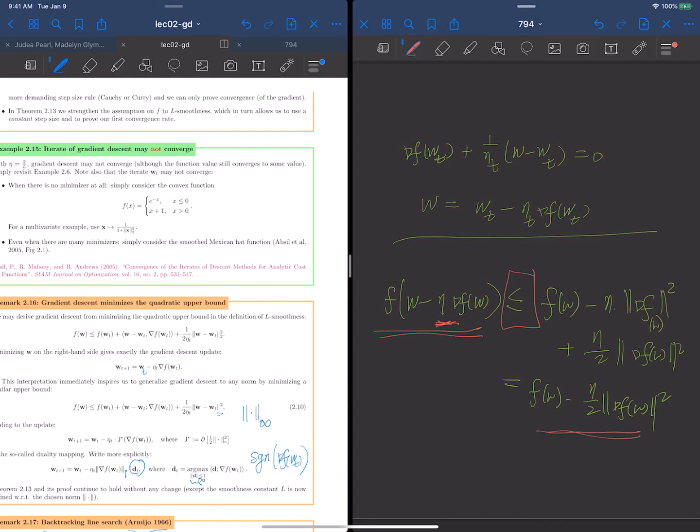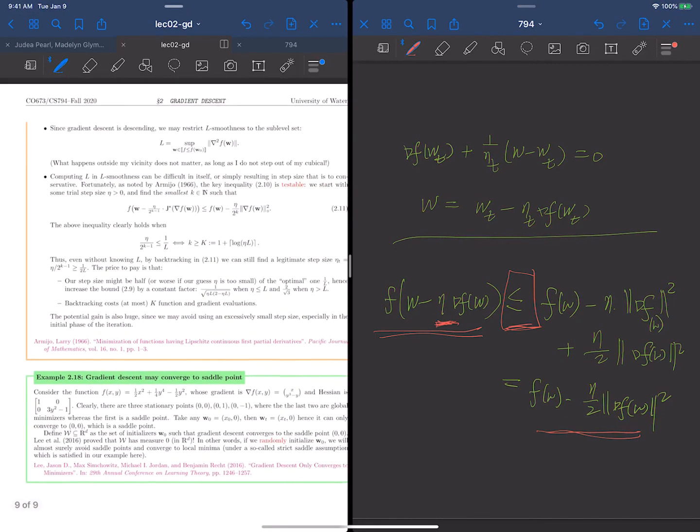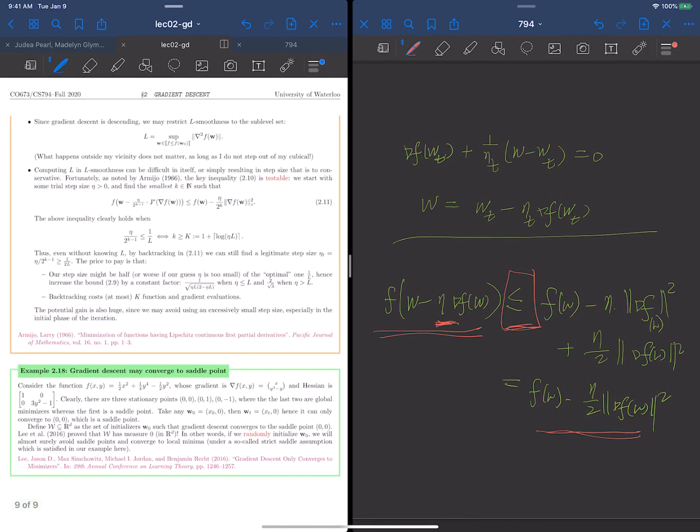I just keep checking this until the inequality is satisfied with a sufficiently small eta. And that is the idea behind Armijo's backtracking. Okay, so it's written here. Basically, you repeatedly check this inequality. You find the smallest step size such that this inequality holds.